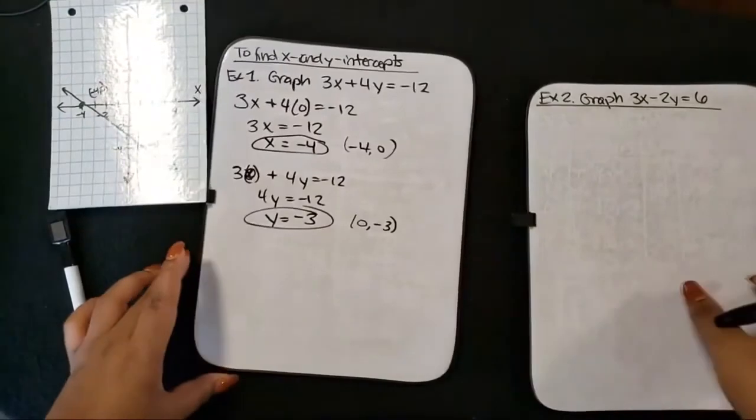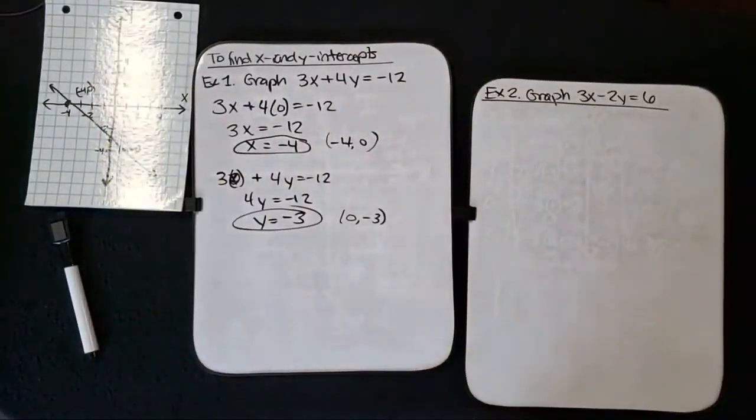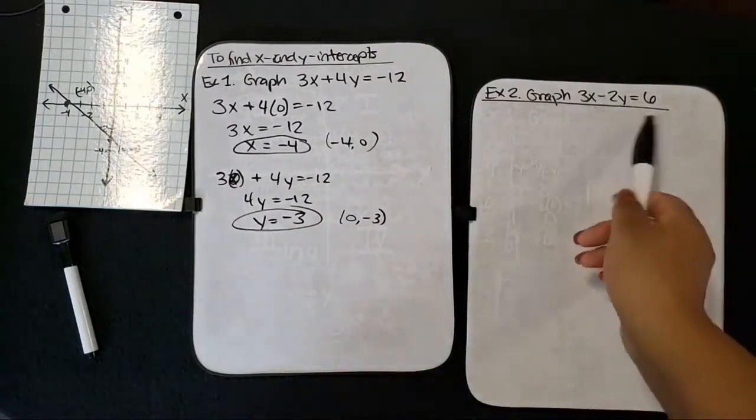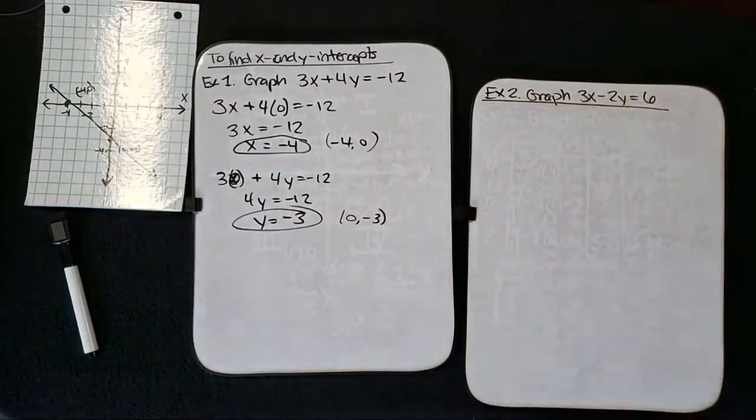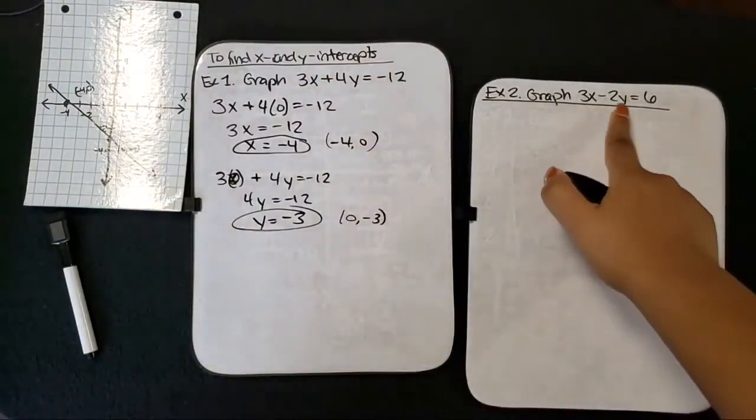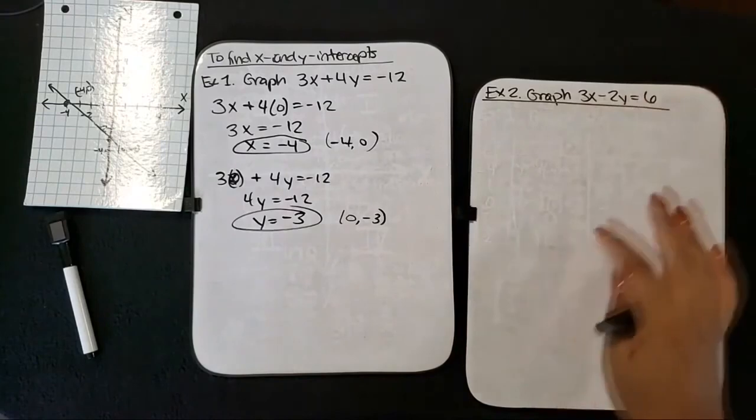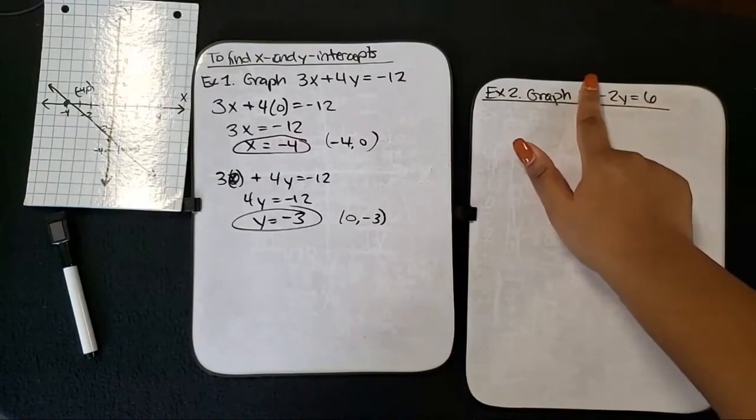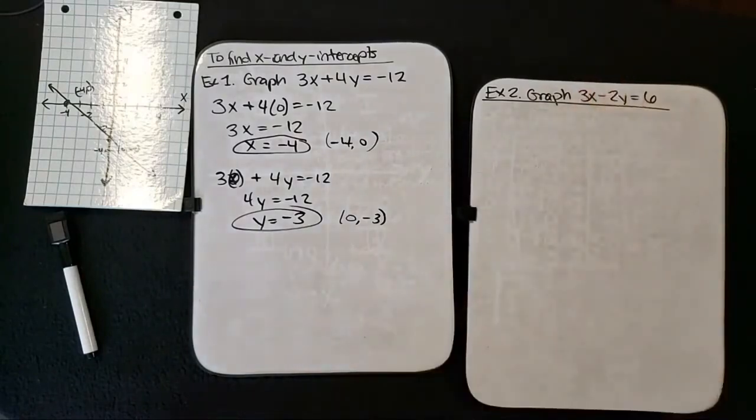So now let's do the same thing for example 2. We want to graph 3x minus 2y equals 6. We want to graph it using the x and y intercept. So when graphing with the x and y intercept, in my opinion, I think it's easier to just leave it in that form. Because when you plug in the 0 for x and y, essentially you're just covering that up.